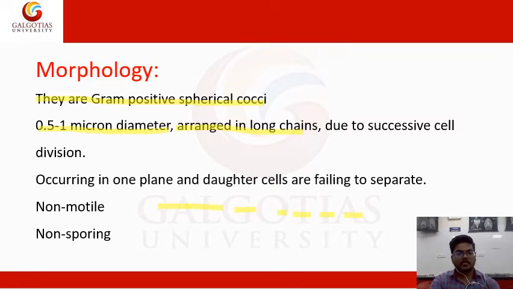They are non-motile and non-sporing. Non-motile means they are not movable; they will not move anywhere. Non-sporing means they do not form spores.